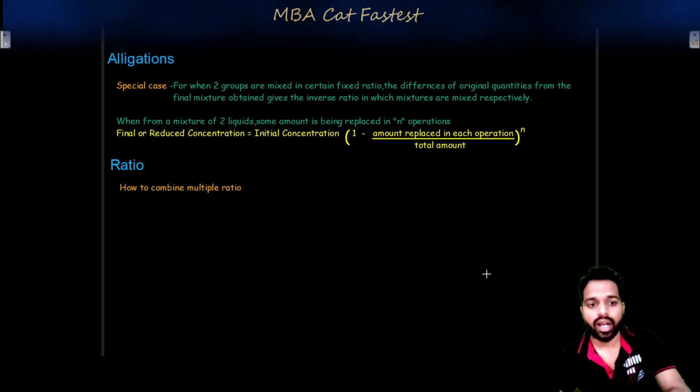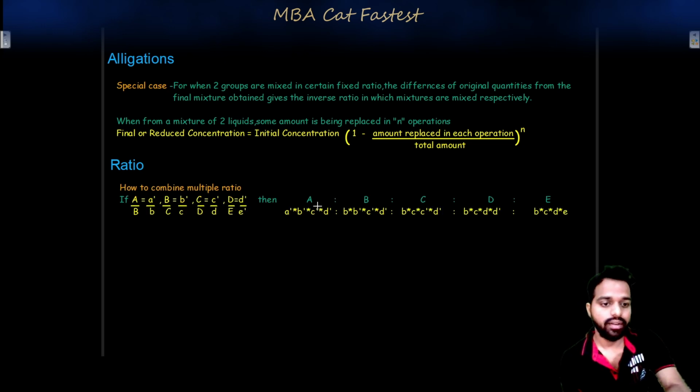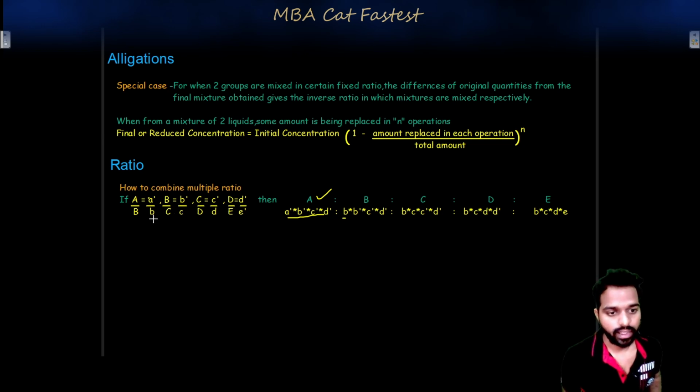Now, moving on to ratios, how to combine multiple ratios. If the ratios are given in the form of A by B, B by C, C by D, or D by E, and the ratios are given as such, A dash by B, B dash by C, C dash by D, which is the most common type, you can directly write this by calculating A, which has to be the multiple of all the numerators. See here, A is to A dash, B dash, C dash, D dash. For B, it will be the denominator till B and then all the numerators C, B dash, C dash, D dash. For C, similarly, denominator till C and then numerators.